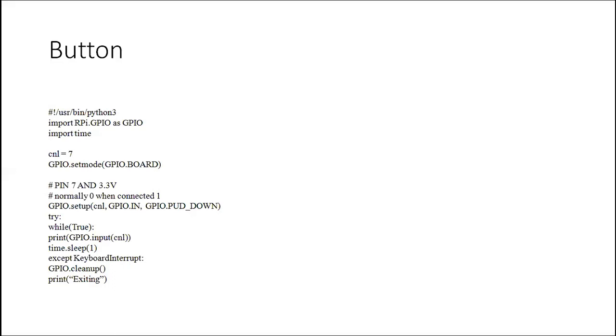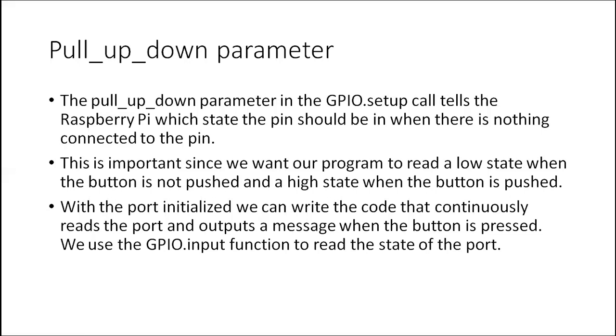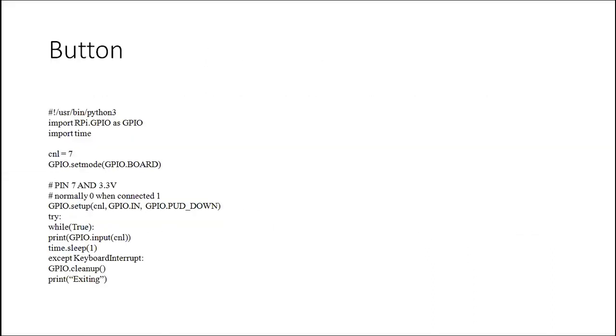In the previous slides, three slides before, I gave the pull up down parameter. That pull up down parameter in your setup is the third parameter. So this is a constant we are passing, GPIO underscore pull down. That means when the button is not pushed, normally it will be in a 0 state. Whenever you push, it will go to state 1. So this is a very simple program.